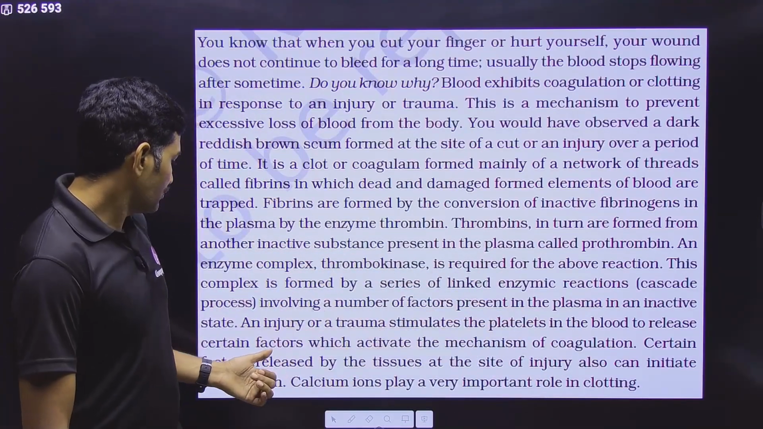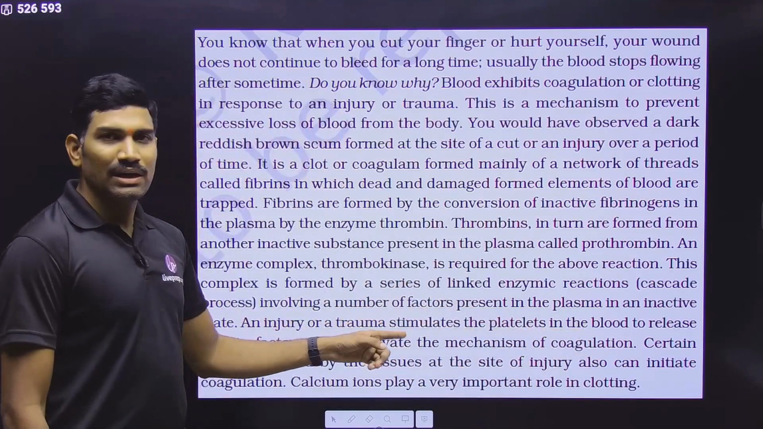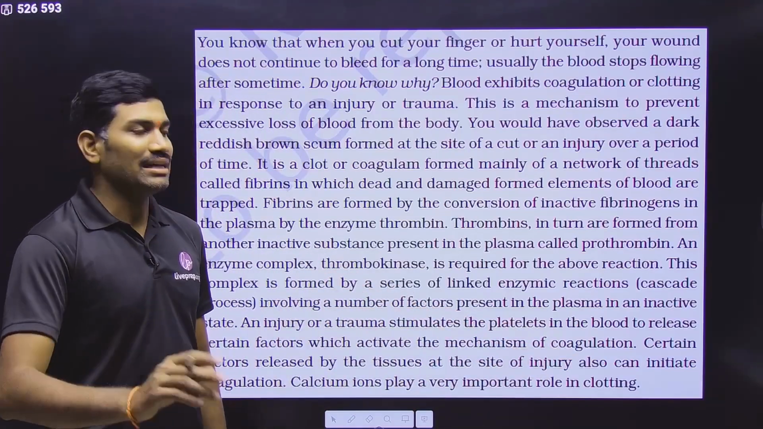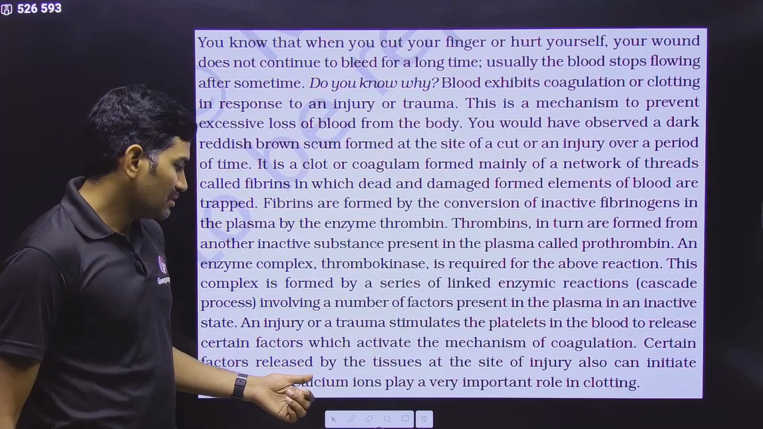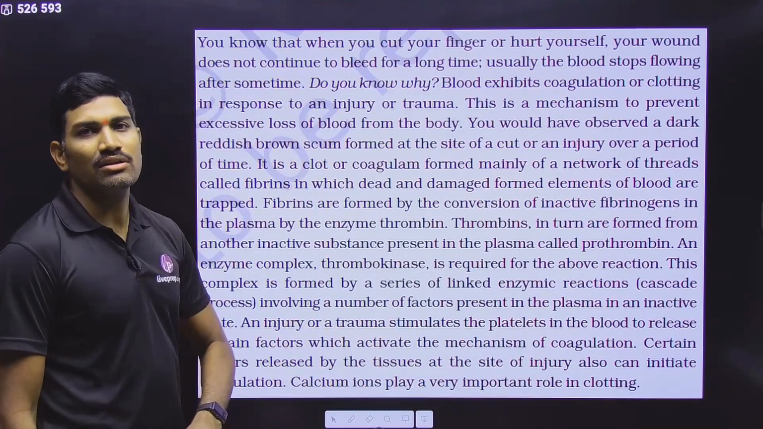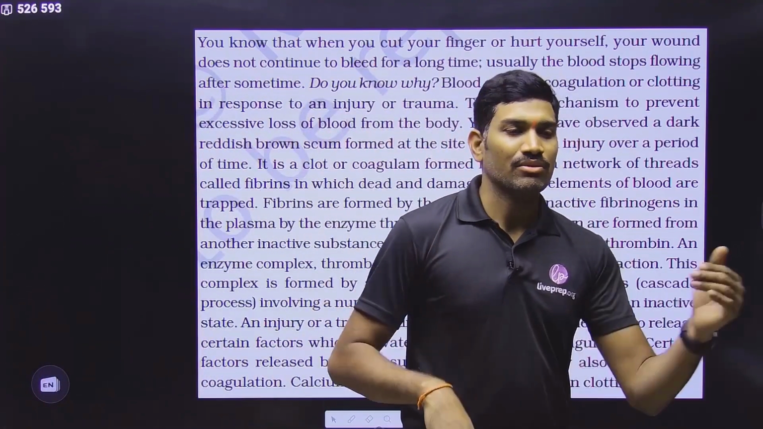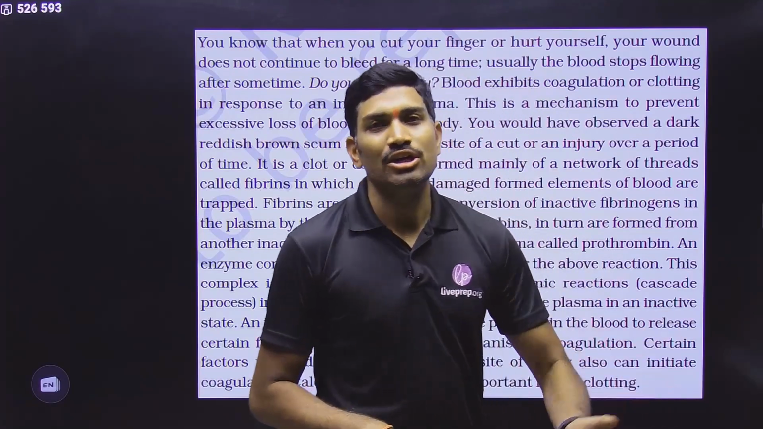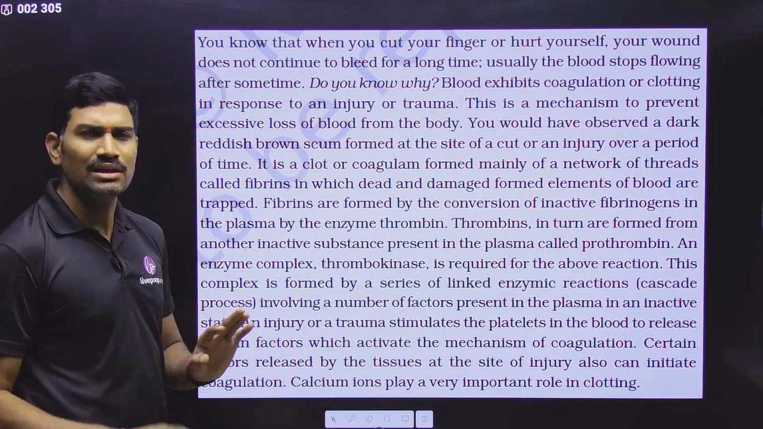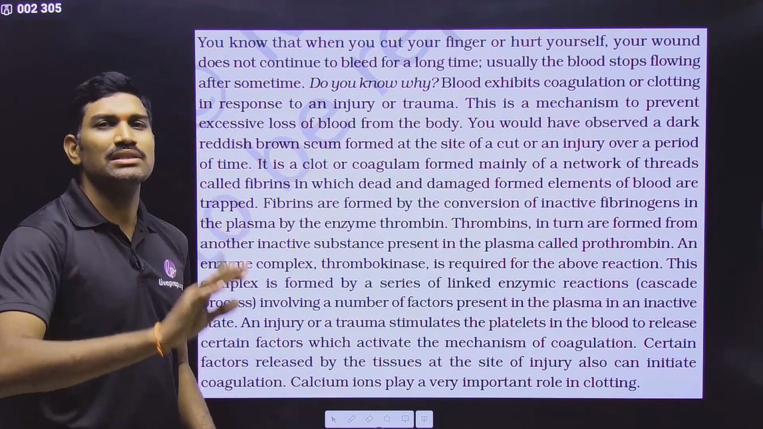Okay, next one. Factors which activate the mechanism of the coagulum. So in this way, platelets are ultimately involved in activation of this particular blood clotting mechanism. Next one. Certain factors released by the tissue at the site of injury can also initiate the coagulation. So in the intrinsic pathway, we are mainly talking about platelet factors. In the extrinsic pathway, mainly we are talking about tissue factors. So in this way, different factors are involved in the activation of this particular mechanism. Okay, in short they are closing this particular mechanism. In higher classes, one after the other, step by step you will study all the things.